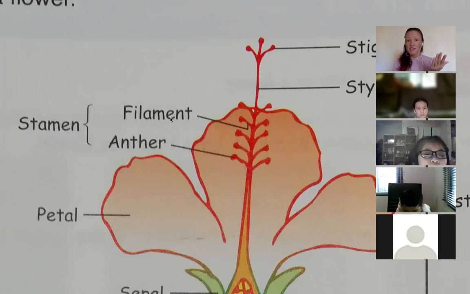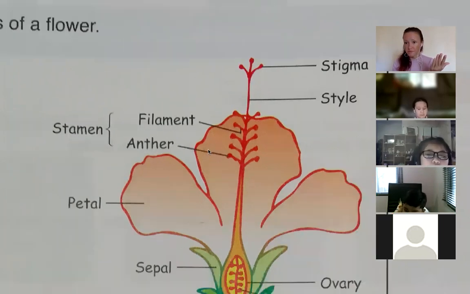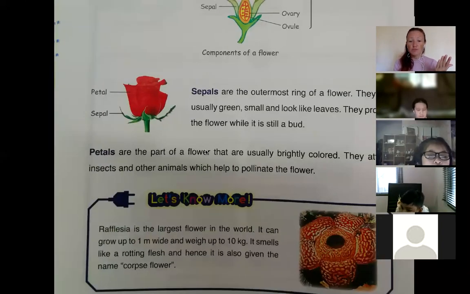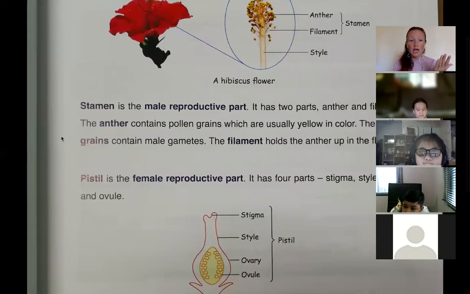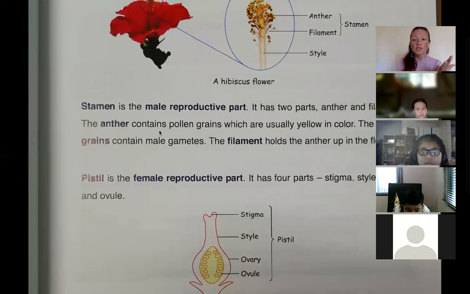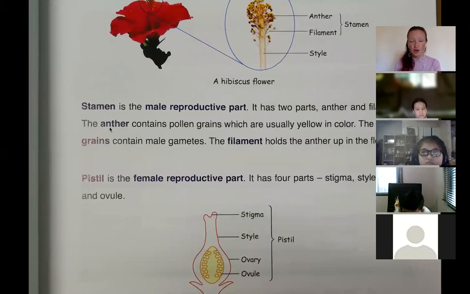The stamen contains filament and anther. Let's see what we need the anther for. Anther contains pollen grains. Pollen grains are a yellow powder when you touch the flower. Bees need these pollen grains to eat, and they transfer them from flower to flower for the process called pollination.